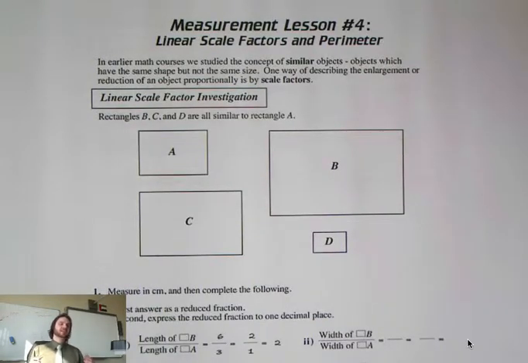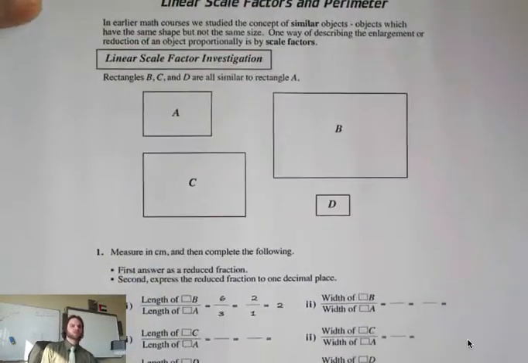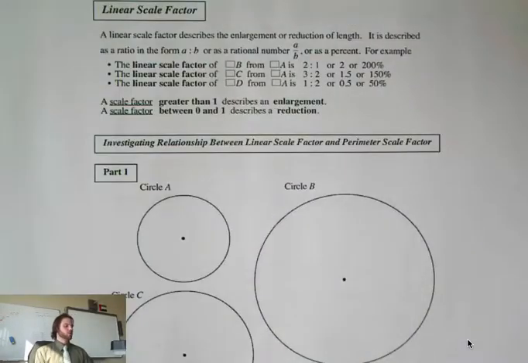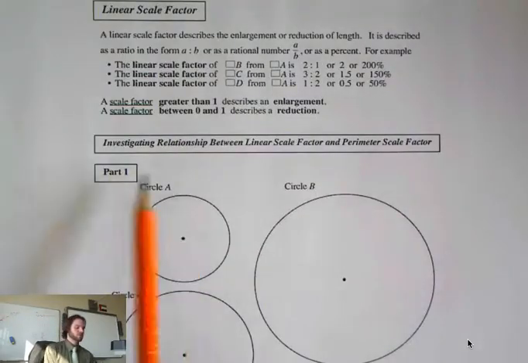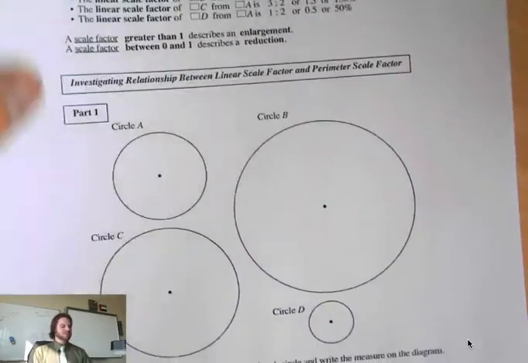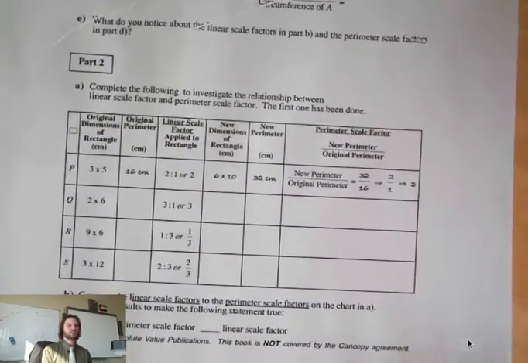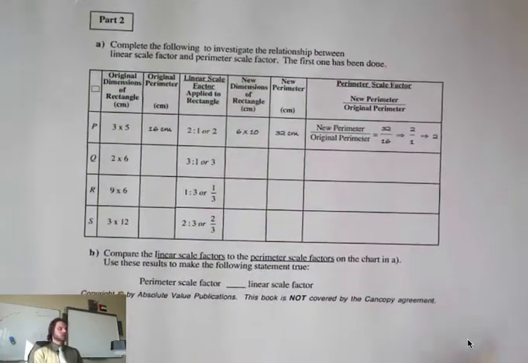Now basically in this lesson we're going to determine how a linear scale factor affects perimeter when we do an enlargement or a reduction. This first part here I strongly encourage you to do this investigation for perimeter and the investigation for circumference. Basically you'll find out that they're the same thing, as perimeter and circumference are very heavily related. One's for a circle, one's for a rectangle or any other polygon actually.